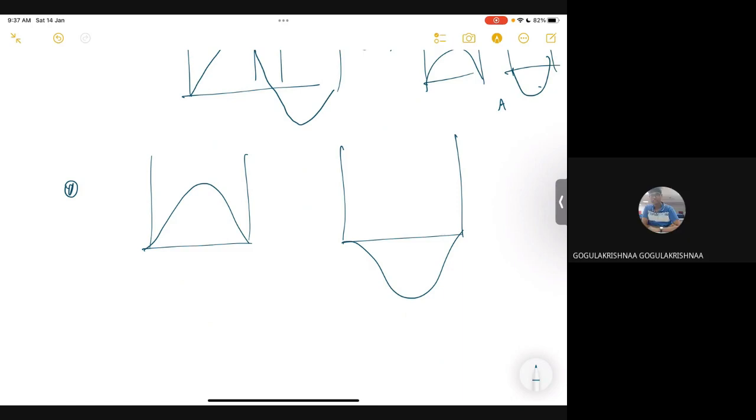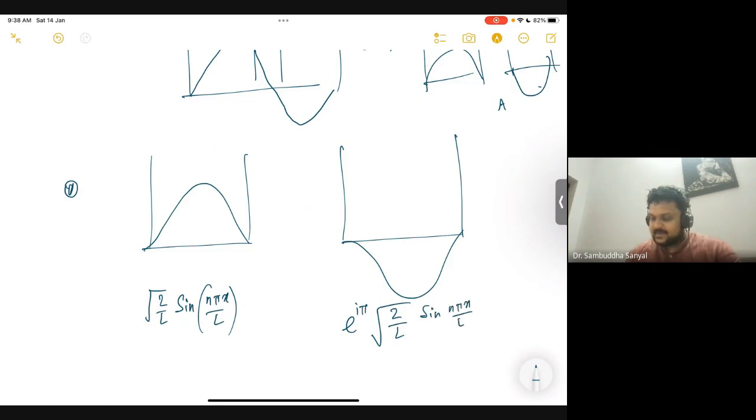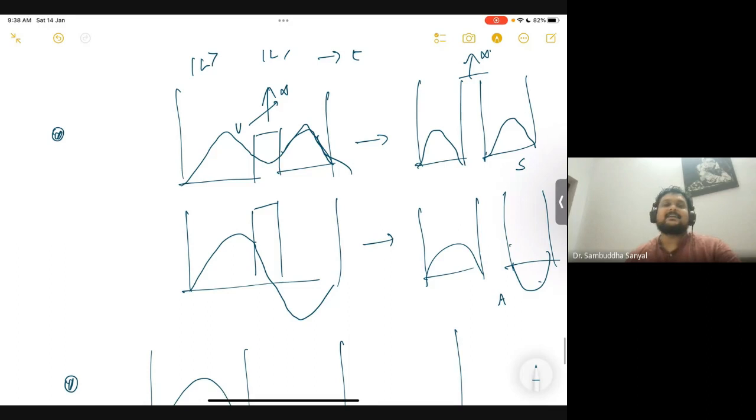Sir, we know that yes, is it like phase difference? So this wave function is sine n pi x by L times root 2 by L, and this wave function is e to the power i pi root 2 by L times sine n pi x by L. There is no difference between them. Both of them are solutions because it's an arbitrary phase factor, right? So this solution and this solution are exactly the same. If this is E_S and this is E_A, they are both the same.